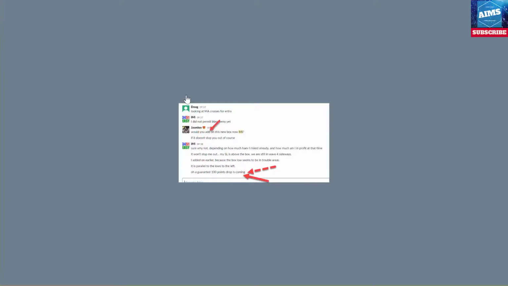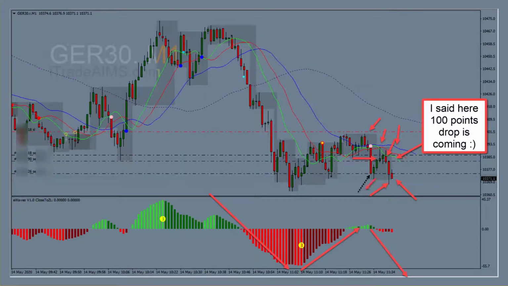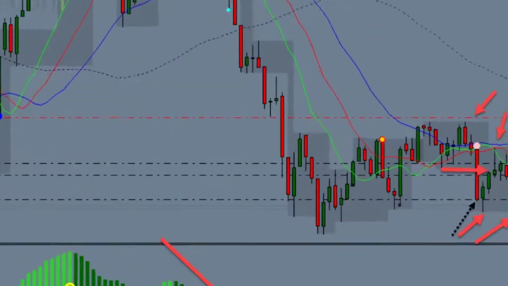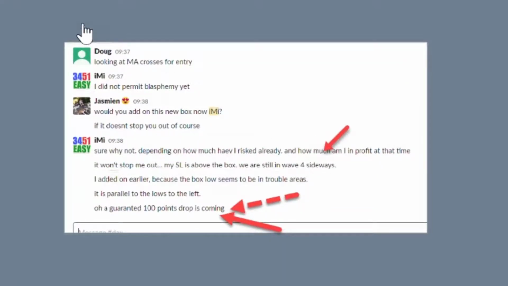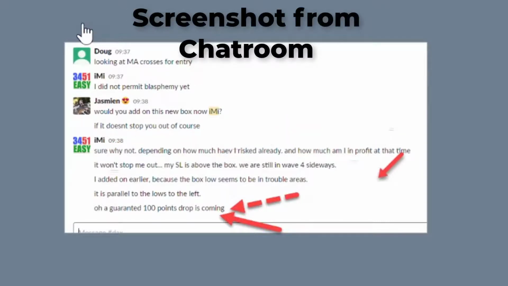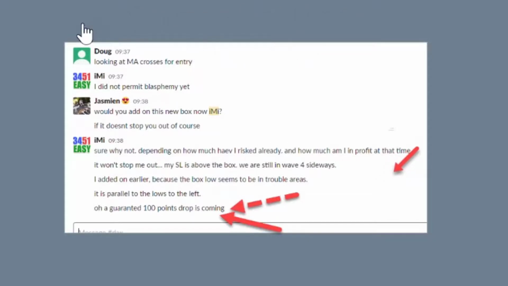Okay, Jazz was asking, would you add on this new box now? I think she was talking about this box. I added on just around the close of this candle, because I wanted my third entry to be slightly closer to those entries, so that I have a better average price. So this add-on is based on this box low. It could have been below the box, it could have been here, depending on how much I have risked already and how much I am in profit at that time. So I wasn't worried about being stopped out.